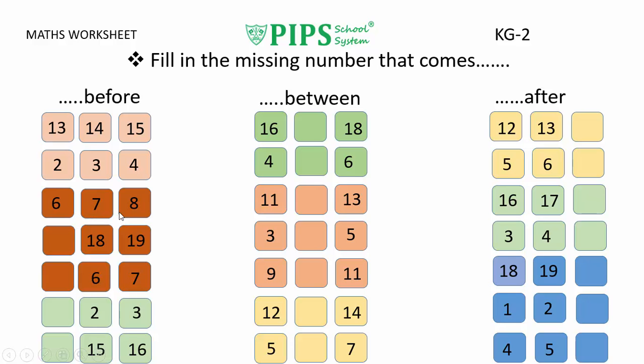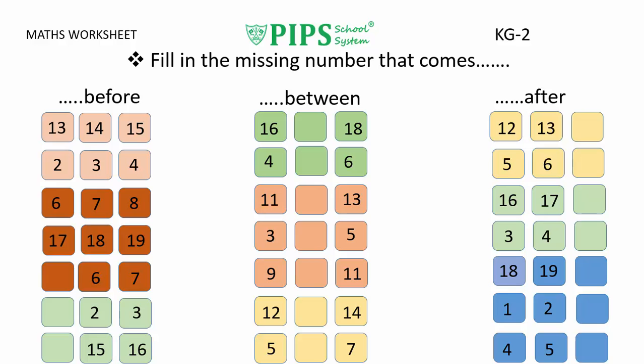6, 7, 8. Let us find the number which comes before 18. Start counting from 11, 12, 13, 14, 15, 16, 17, 18. 17 comes before 18. So we will write the number 17 in the empty box like this. Now students, read with me. 17, 18, 19.